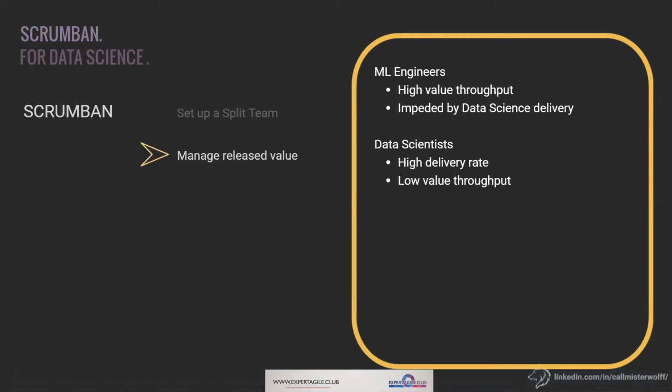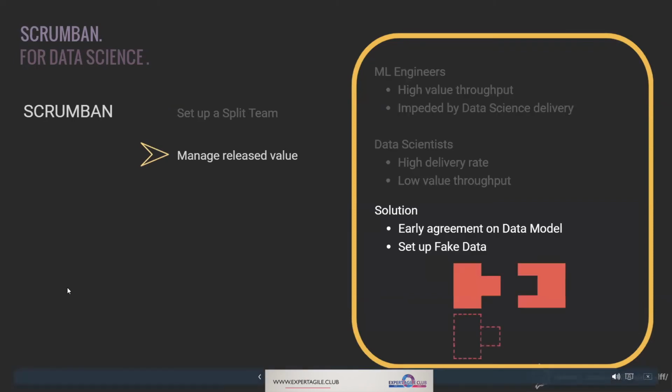In the same way as before, when we're talking about established data science projects, we will see that engineers have a higher rate of delivery than the scientists. And this means that the engineers' delivery can be impacted by the scientists' rate of progression. So we need a way to get around that.